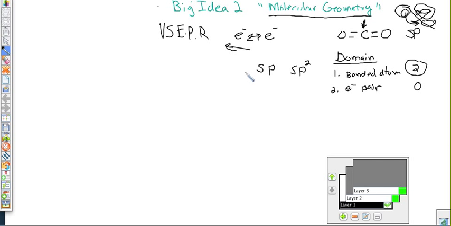Before I get too far on this, I want to capture some of the geometry here. So let's say I do have CO2 and it's an sp orbital hybridization. Well, what shape is that going to make?